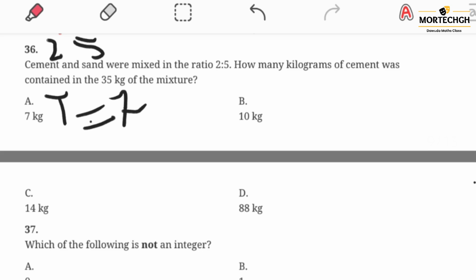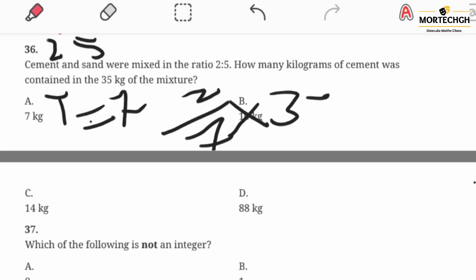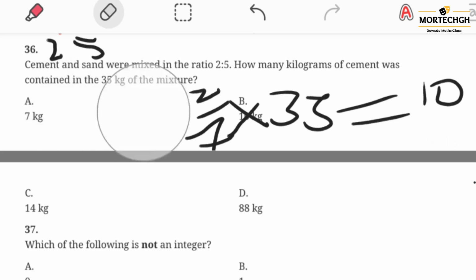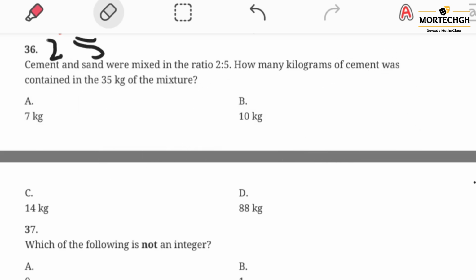And then the ratio of cement, which is 2. So you take the ratio of cement to the total ratio, which is 7, and multiply it by the total mixture, which is 35 kilograms. It will give you 2/7 times 35, which will give you 10. Therefore 10 kilograms of cement was mixed in the 35 kilograms of the mixture. So that will give you B as your final answer.